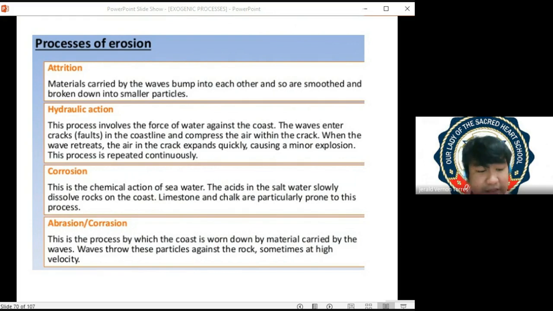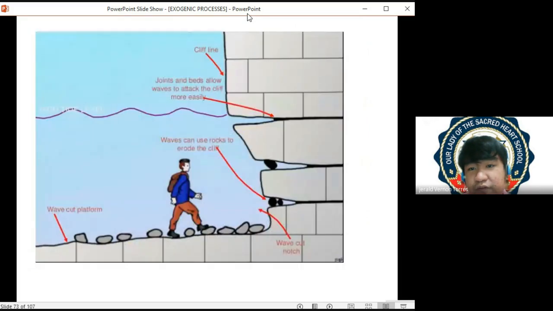And the last thing that we need to consider is what we call abrasion. When you hear abrasion, class, it just means that the particles carried by the water can cause the breaking of the parent rock. For example, if you observe in this picture, there are rocks along the water. These rocks can be carried by the wave to the parent rock. The bumping of these particulate rocks brought by the water to the parent rock can cause the weathering or the breaking of the parent rock. The process is called abrasion.